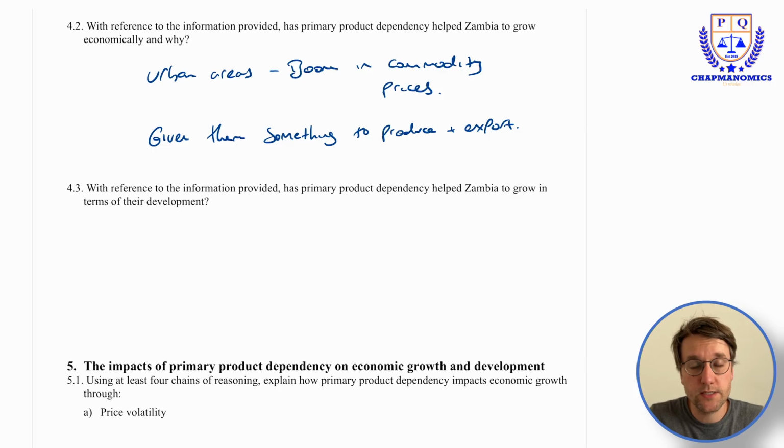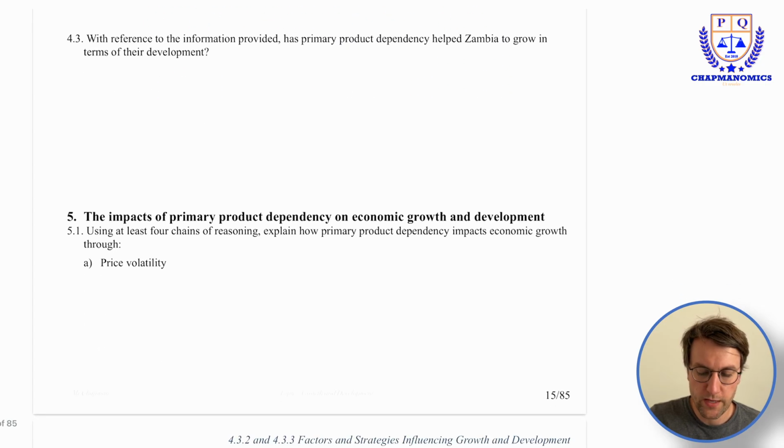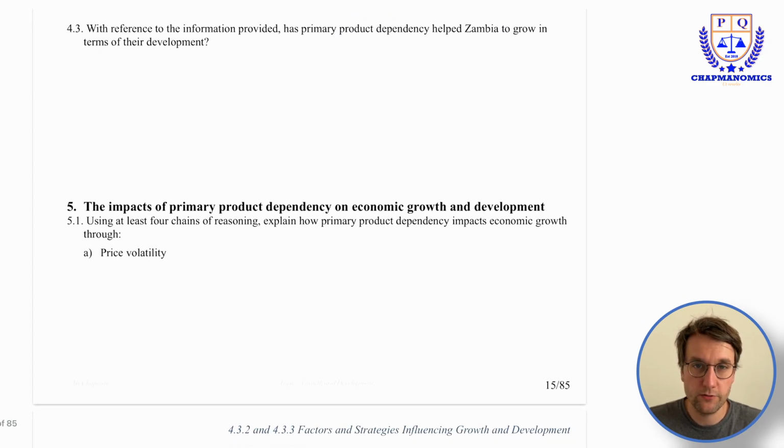And this is a good thing because it means you can get the economy started. And the idea being that you can then use the money that you gain from being primary product dependent and the boom times to then invest for the times when primary products start to fall in price. So has primary product dependency helped Zambia grow in terms of their development? Well, sort of.